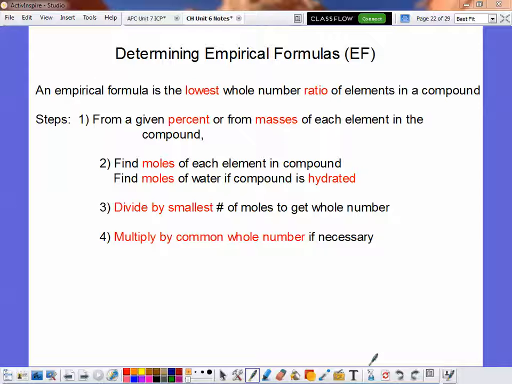Okay? Are we almost done writing what's on the board? Percent to mass, mass to mole, divide by small, multiply by whole.